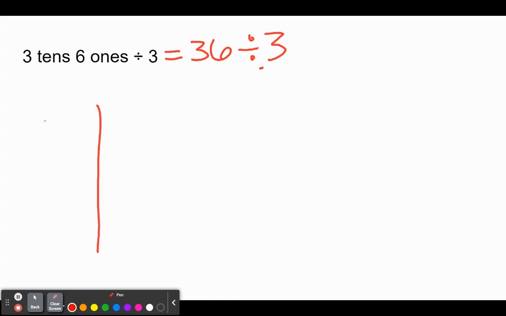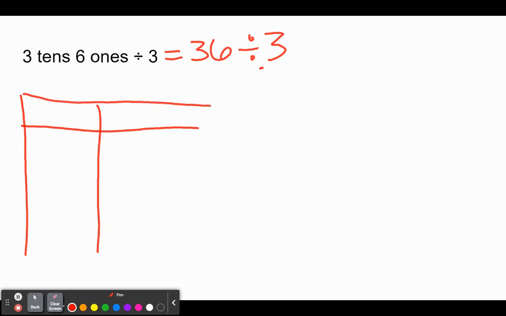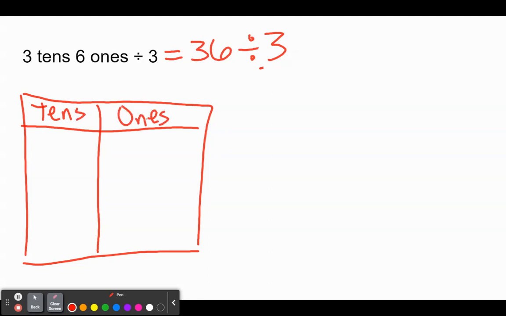Over here, I'm going to draw a box to represent our place value, and over here we have tens and ones. Looking at this, we have 3 tens. So I'm going to put down 1, 2, 3 tens in my tens place, and then I have 6 ones. So I have 1, 2, 3, 4, 5, 6.